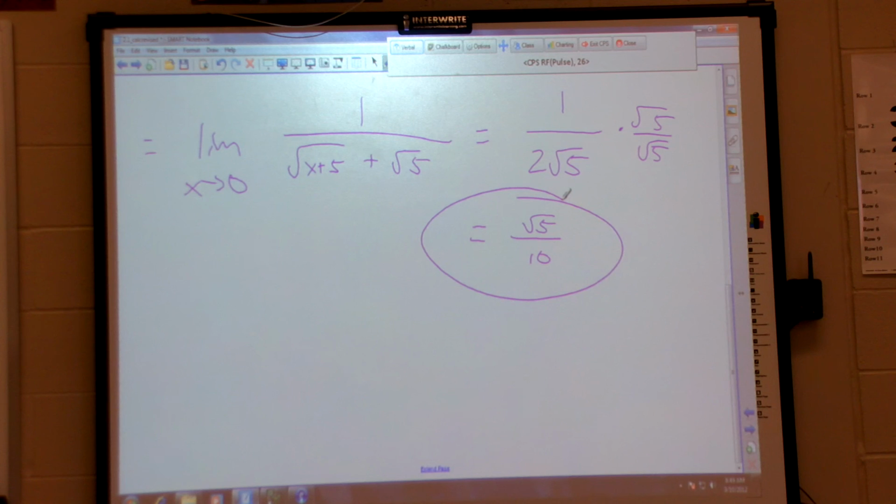So here's one if you were using your calculator to graph or table. That's square root of 5 over 10. There's no way you would see that on the graph or table. Have to use algebra. Pretty good at spotting.